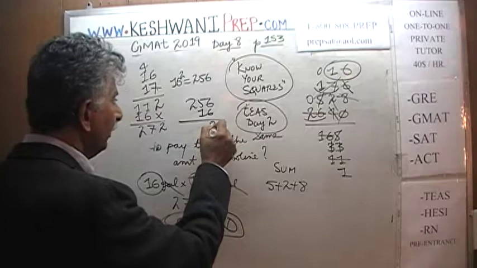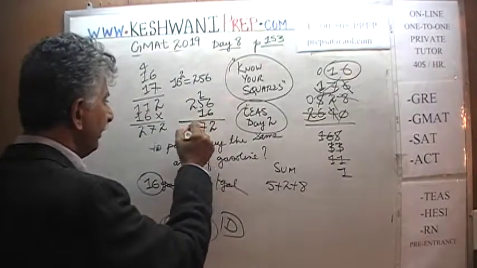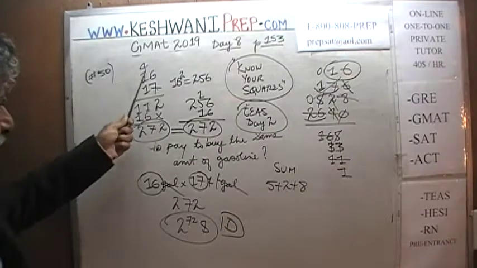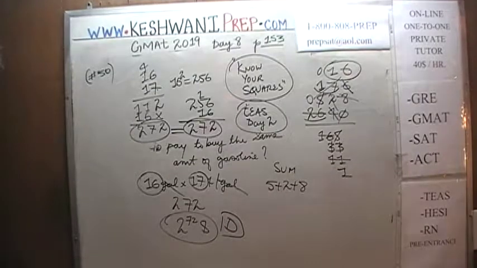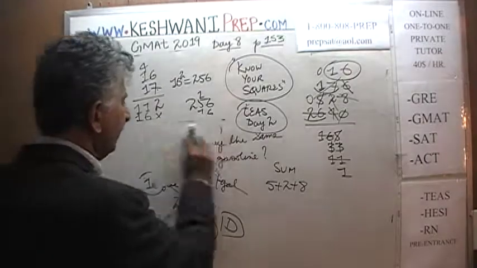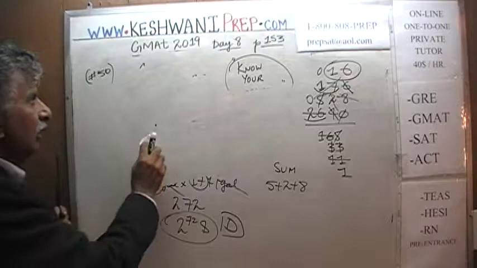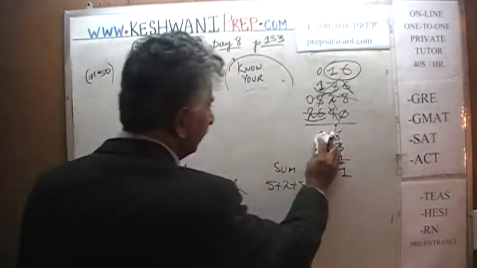You get a 12, carry 1, you get a 7 and a 2, voila, you see? We shouldn't have had to do this thing. Anyway, the bottom line is the answer is $2.72. How much more are we going to pay this week? The answer is $2.72.